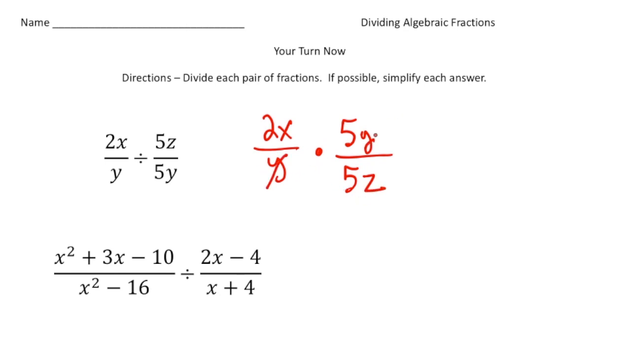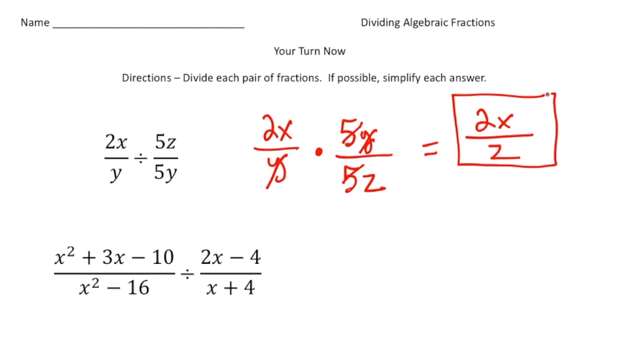So the y's cancel out. But I can also reduce, remember, up and down, right? Because 5 divided by 5 is 1. So I'm going to cross these out as well. So what's left over is just a 2x on the top, and then a z on the bottom. So we have a final answer of 2x over z.